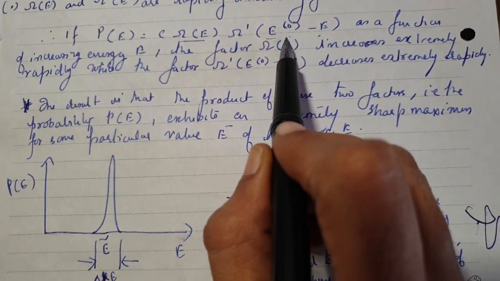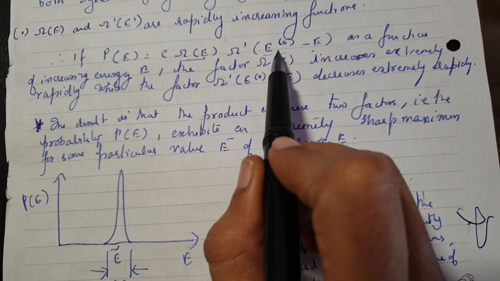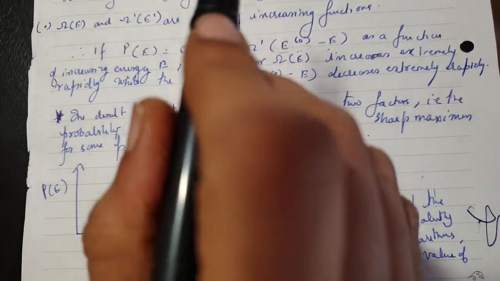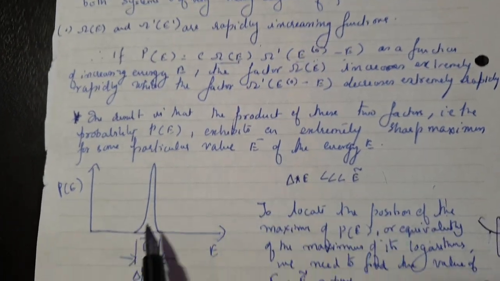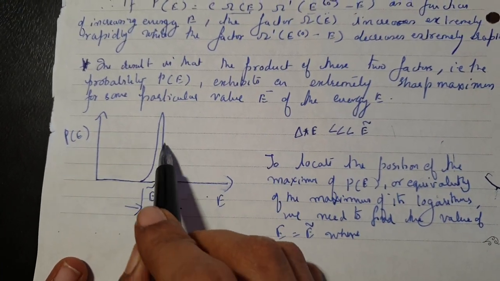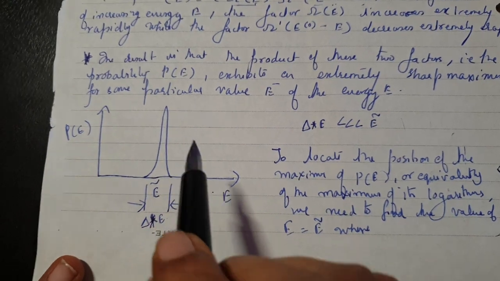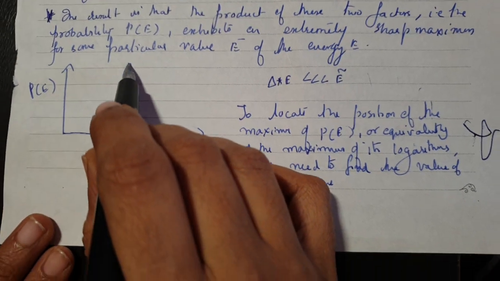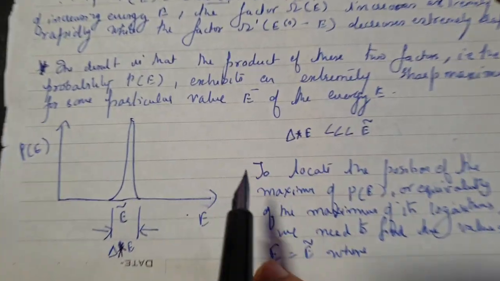Because E naught is a constant, if E is increasing, then this term should decrease. So one thing is increasing and one thing is decreasing. If you plot probability against energy, at some point you can have a maximum, because one value is increasing and the other is decreasing. So at one point together there is a maxima there.